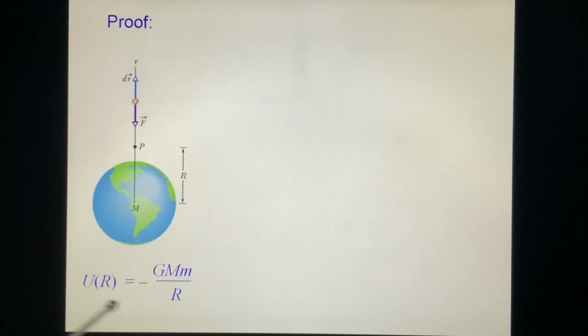Now I improve this formula. The gravitational potential energy equals minus G M m over R. This M is the Earth's mass, this m is the particle's mass, and this R is the radius of the Earth.